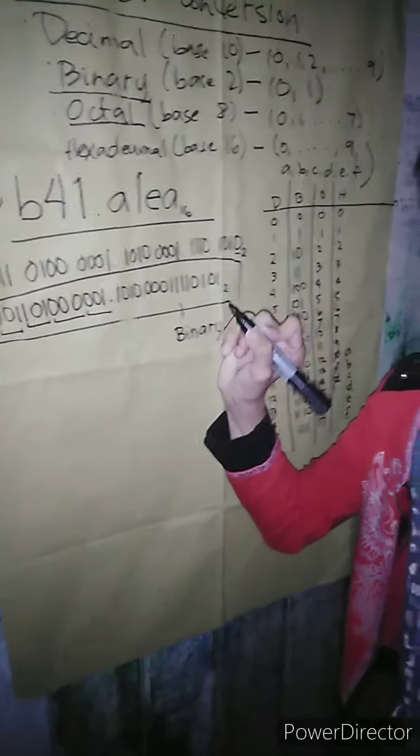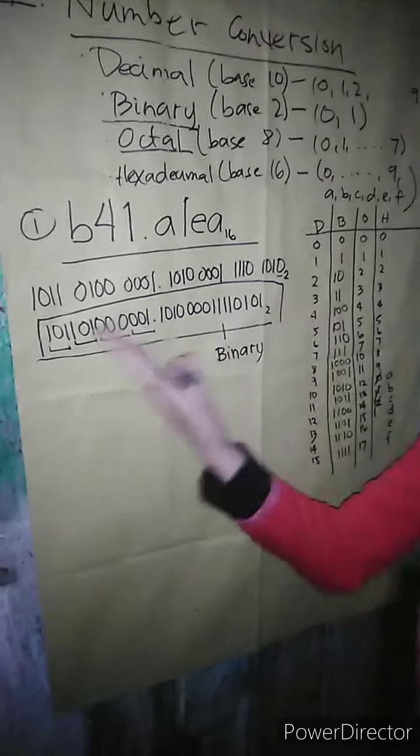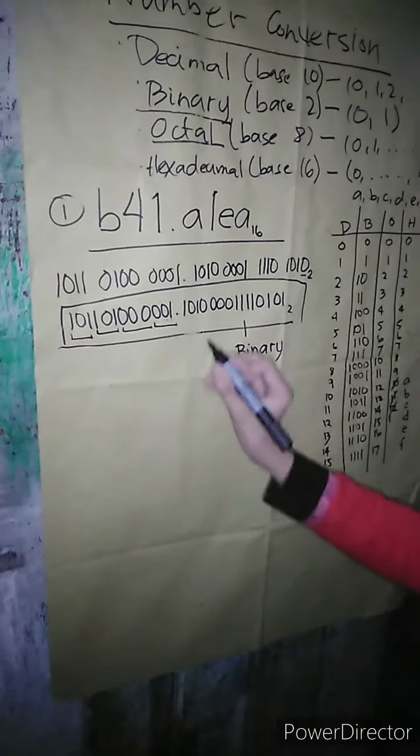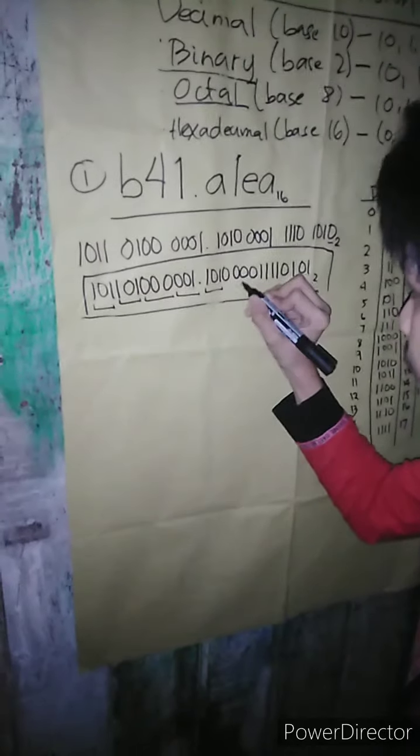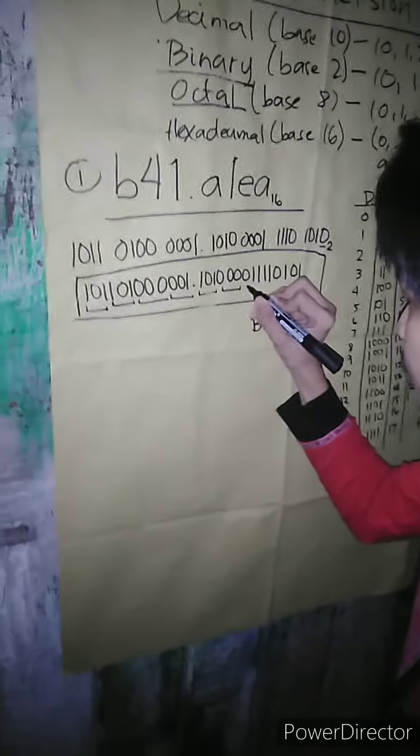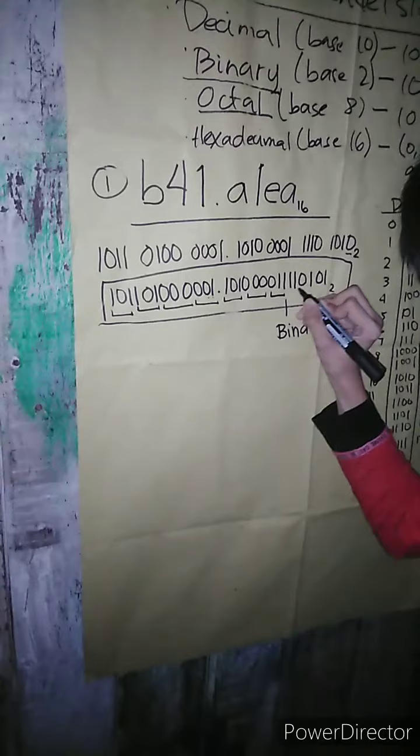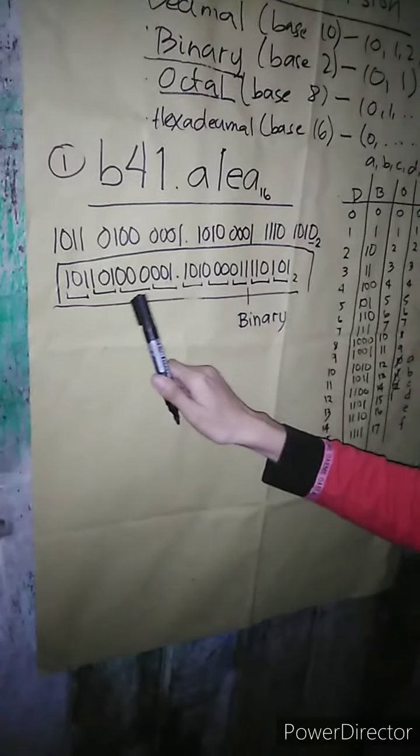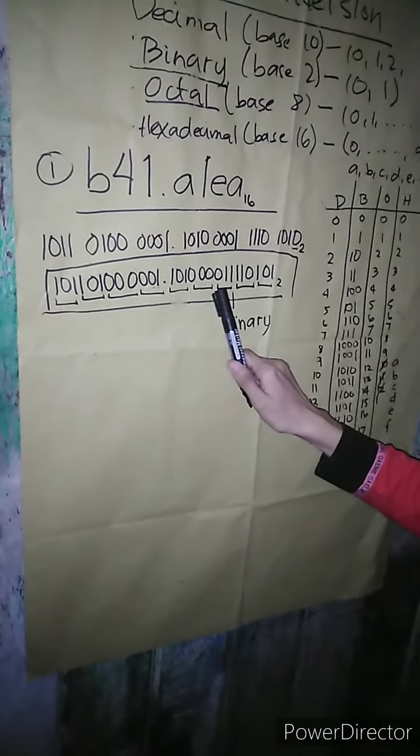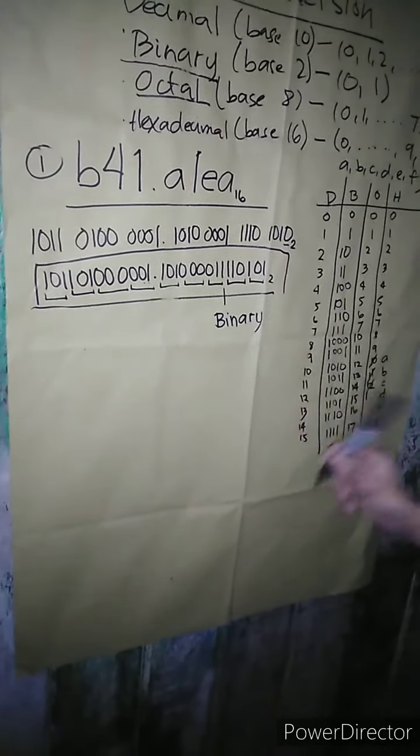For the right of the decimal point, we will start from the left. We have 101, 000, 0001, 110. Okay, let's count. Okay, perfect. Everything fits in place.